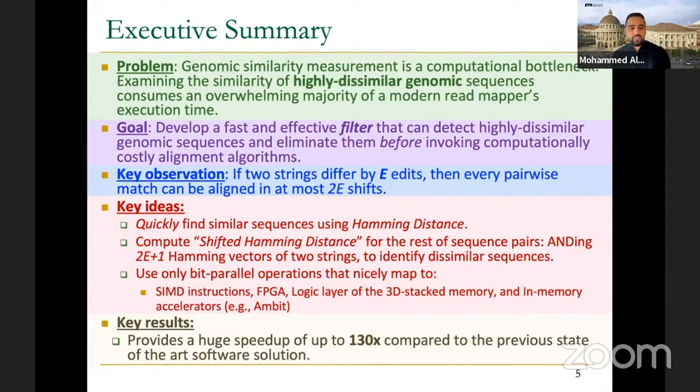And the key result is really very good. It provides a huge speedup of up to 130x compared to the previous state-of-the-art software solution. And of course, if you compare it to the state-of-the-art software solution, you will find this speedup ratio is a bit lower than this, because the software at that time was very slow. We are talking about 2016, 2017 here.